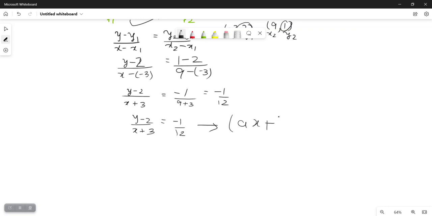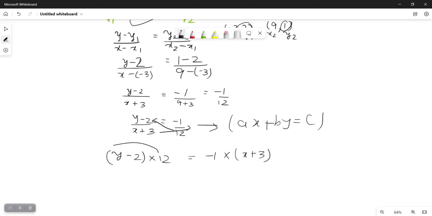Something like ax + by = c, as discussed in the previous video. Now to bring this equation into this form, we cross multiply. Take this 12 to this side, x minus 3 to this side. So we get (y - 2) into 12 is equal to minus 1 into (x + 3). So we distribute the 12 to both terms, and this minus 1 also to both.